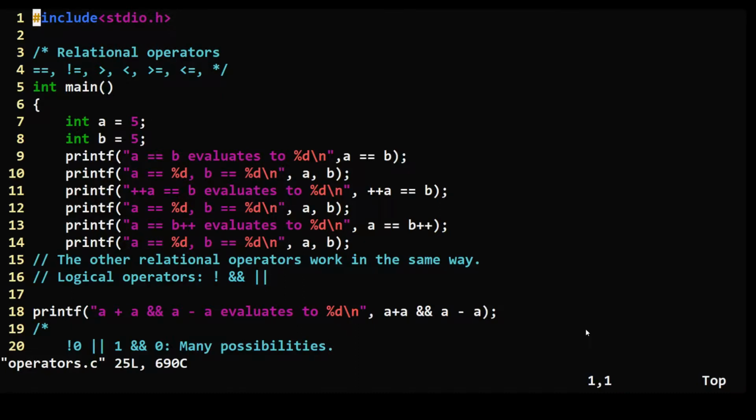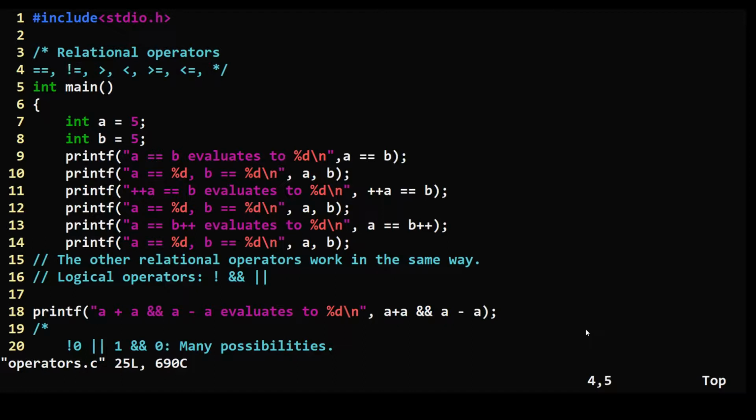Let's discuss relational operators and logical operators. So the first one is to test for equality. If the left hand side is equal to the right hand side, then this evaluates to true, which is represented in C by 1.